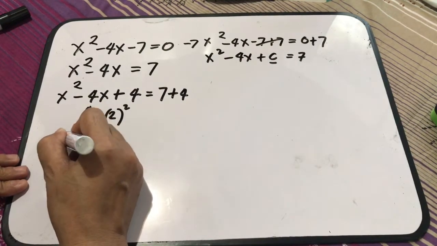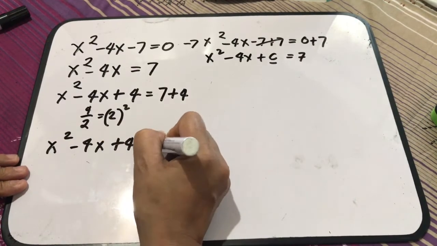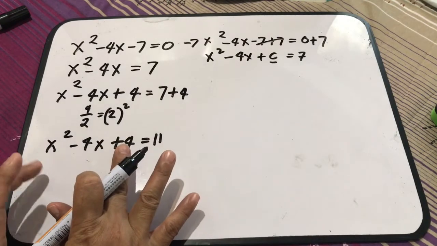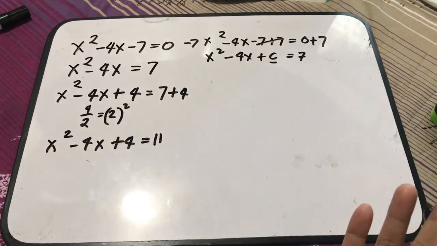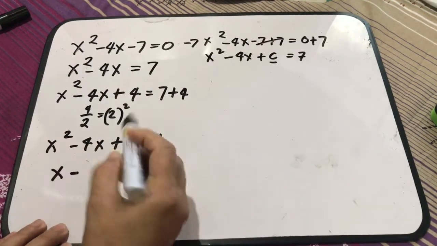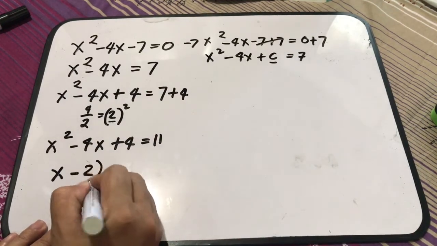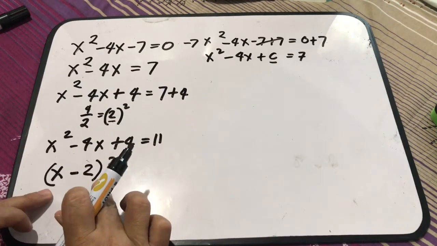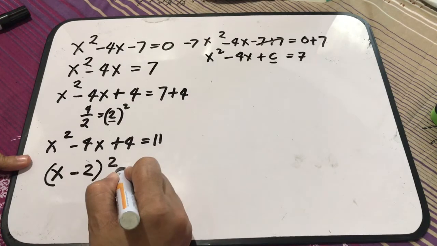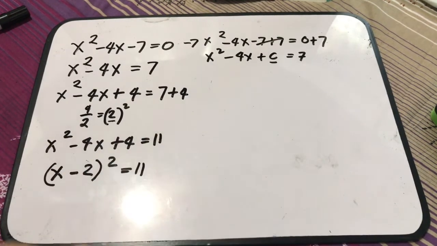So we continue. x squared minus 4x plus 4 is equal to 11. Again, we will express this trinomial as a square of a binomial. So we have x minus, again, the result of 4 divided by 2, which is 2, the quantity squared. So this is the square of the binomial of x squared minus 4x plus 4, equals 11.